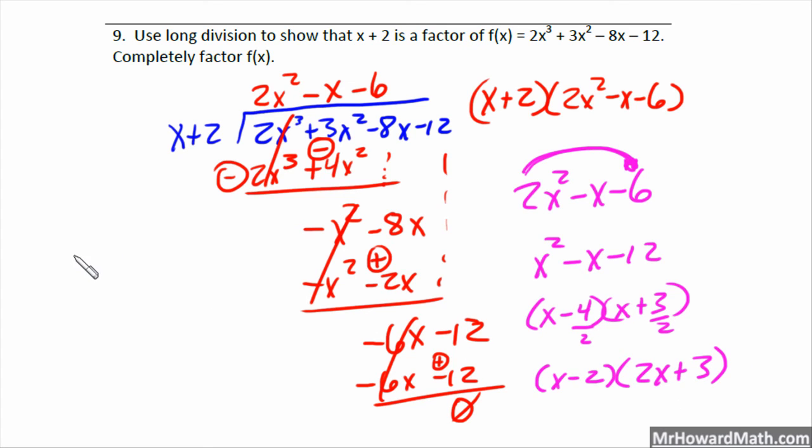So now we have this function, f of x, fully factored. That would be the original x plus 2 that we identified, times the x minus 2 we just found, times the 2x plus 3 that we just found. So altogether, x plus 2, x minus 2, 2x plus 3. And that's it for problem 9.